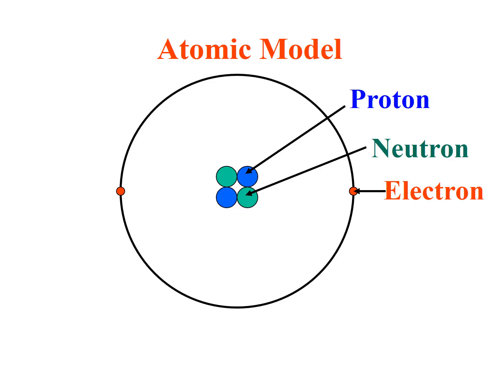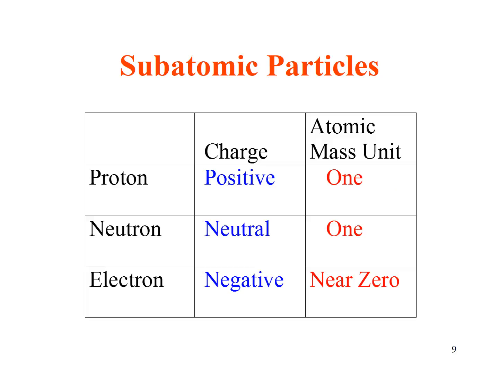A proton is a subatomic particle that has a positive charge. The neutron is another subatomic particle. It has a neutral charge. Protons and neutrons are found in the center, or the nucleus, of the atom, and negative electrons spin around the nucleus of an atom. This table summarizes some of the characteristics of these three subatomic particles.